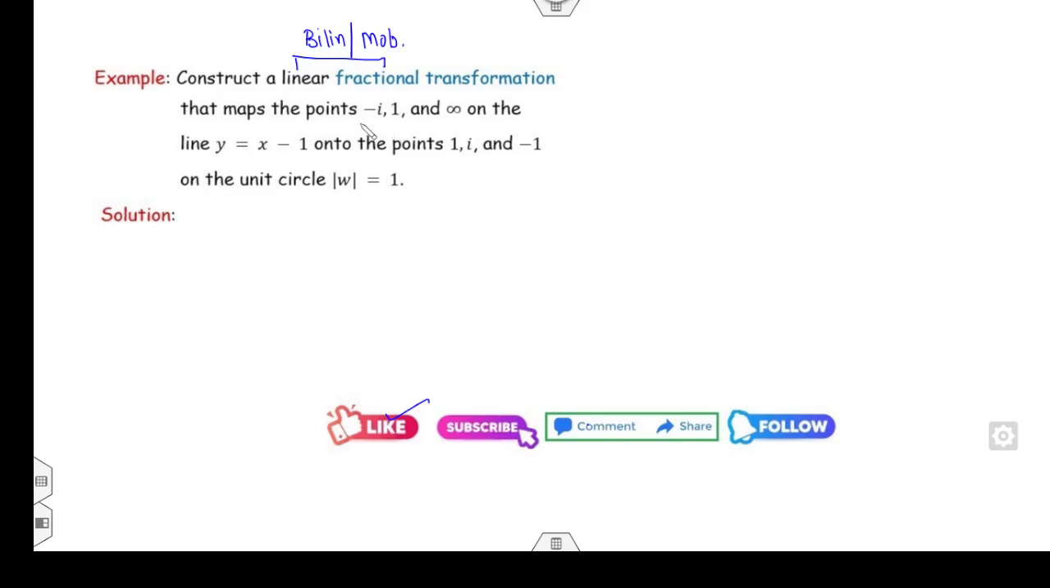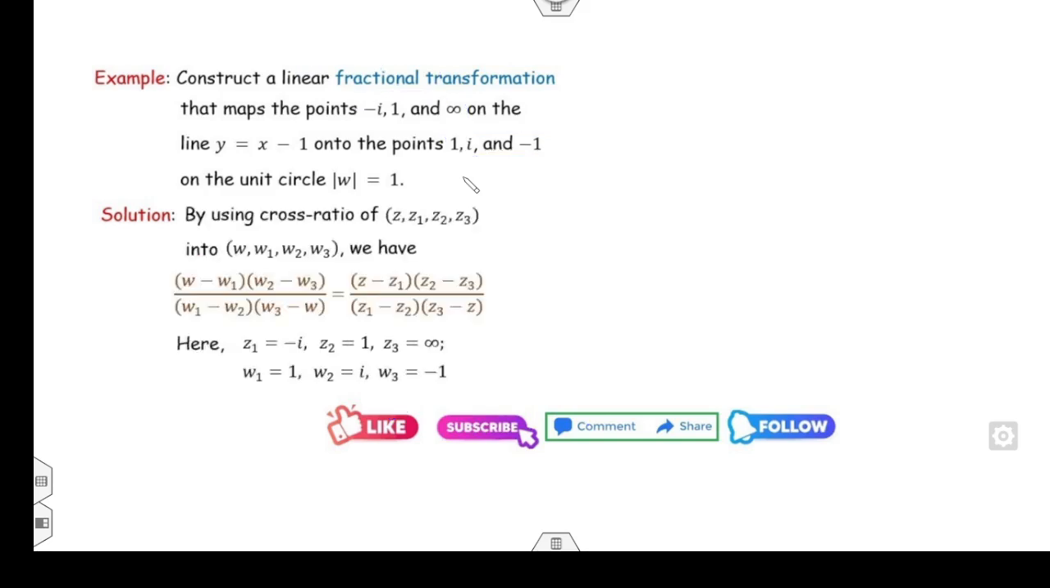Find the bilinear transformation that maps the points -1, 1, infinity onto the points 1, iota, -1. These are the points of the W, and these are the points of the Z, which lie on the unit circle. Now, again, very simple. We can again start from this case because this point is infinity. So how can you write that? These are the points of the W: 1, iota, -1, and these are the points of the Z.